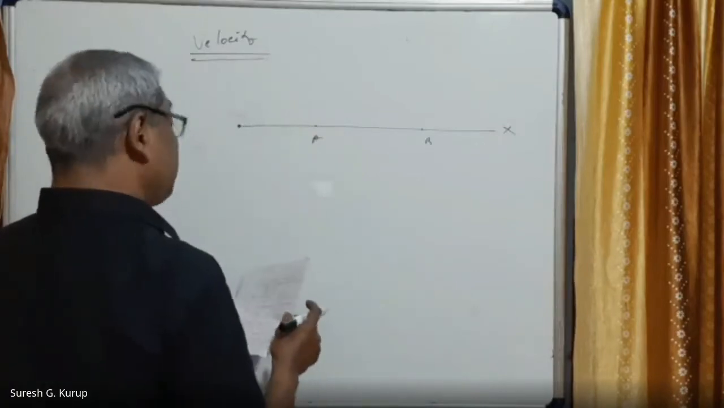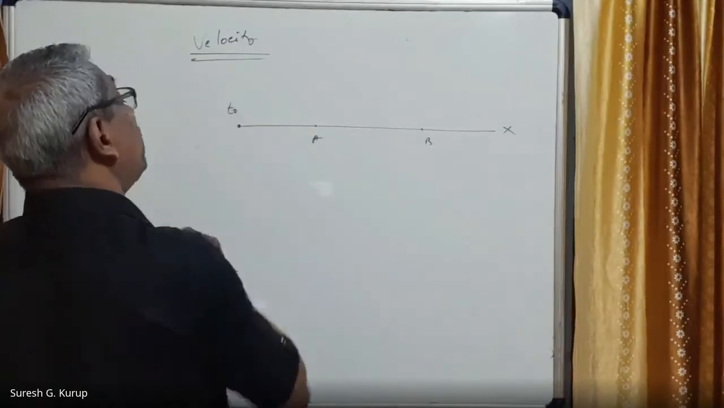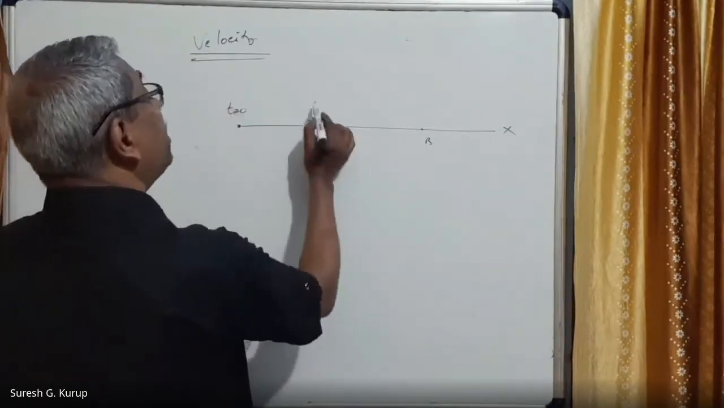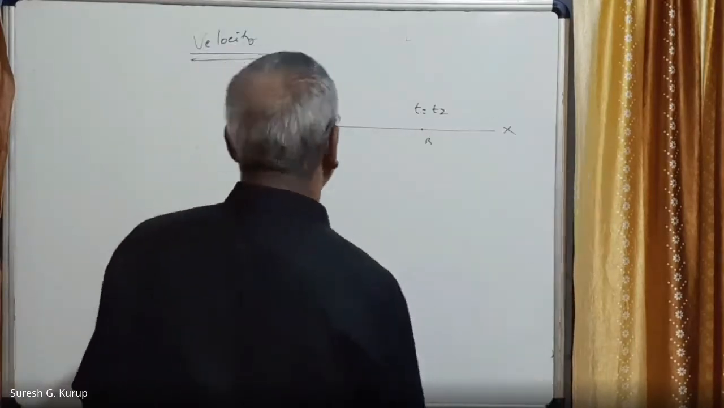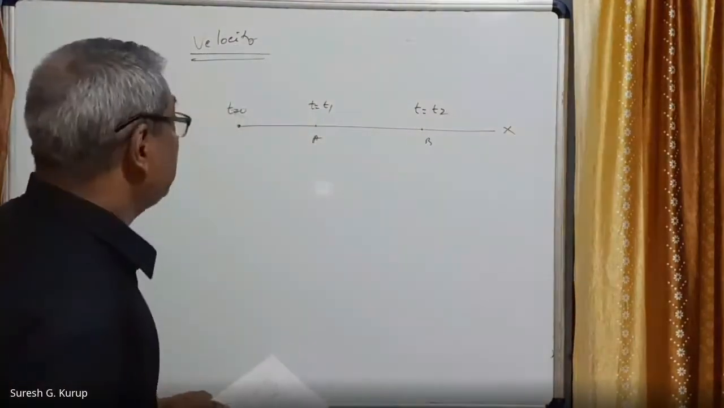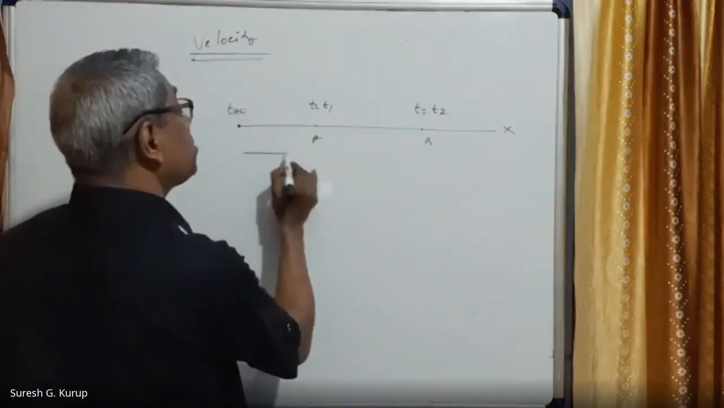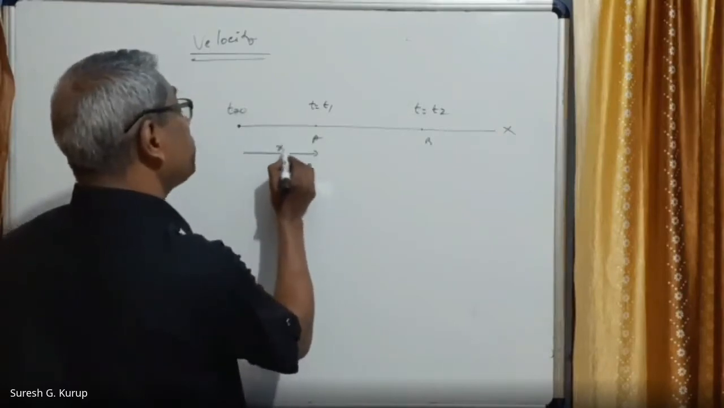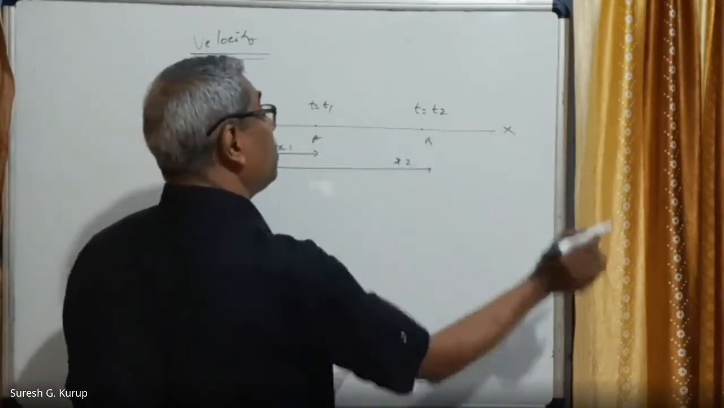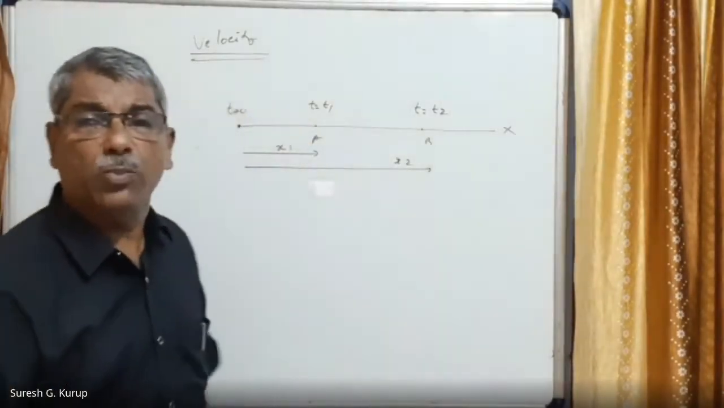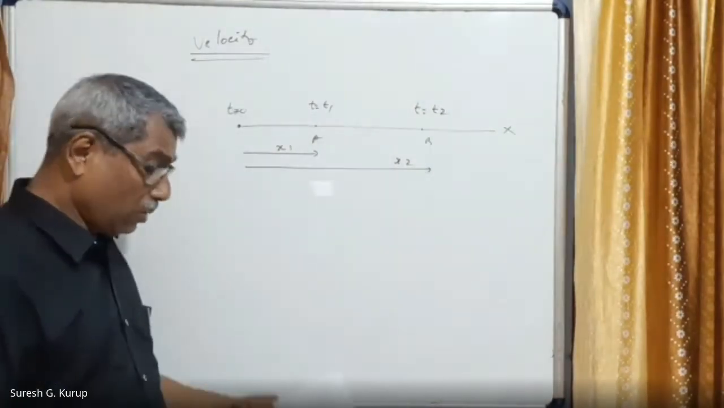So at any instant of time, t is equal to 0, the body was here. And this is t is equal to t1, and here it is t is equal to t2. When the body is at this point, the distance traveled, the displacement of the body, is equal to x1. And when the body reaches the point B, the distance traveled is equal to x2. Always the displacement must be measured from the origin only, right?